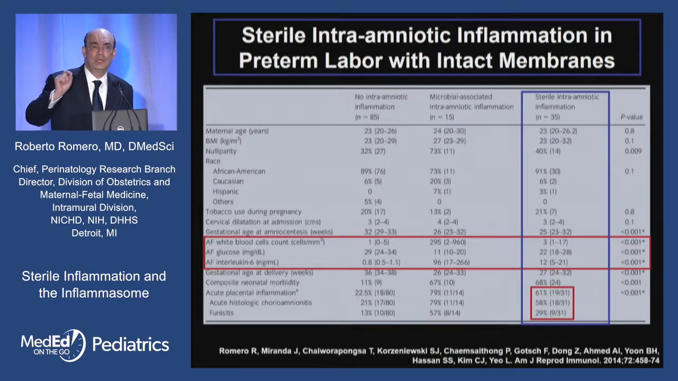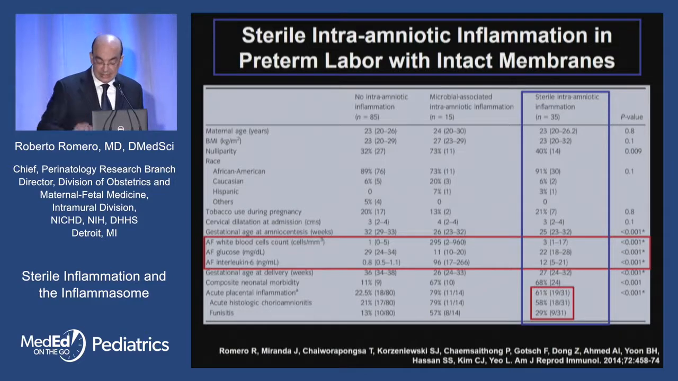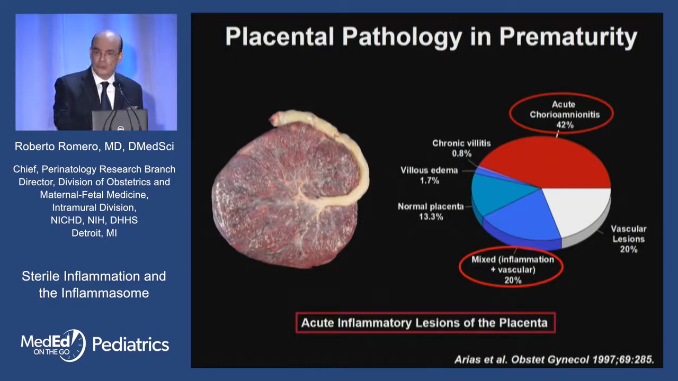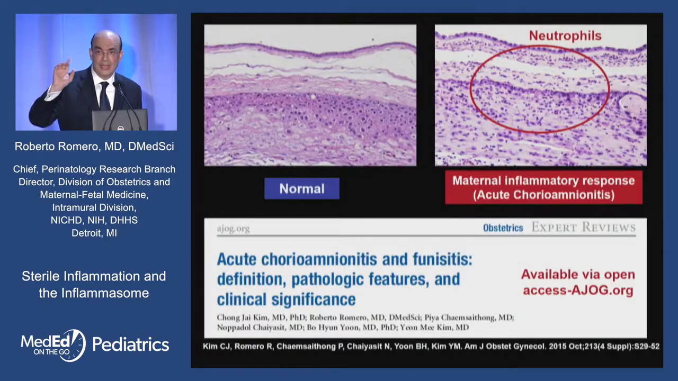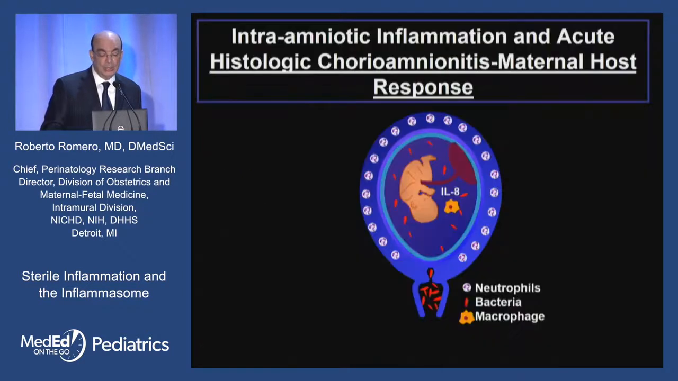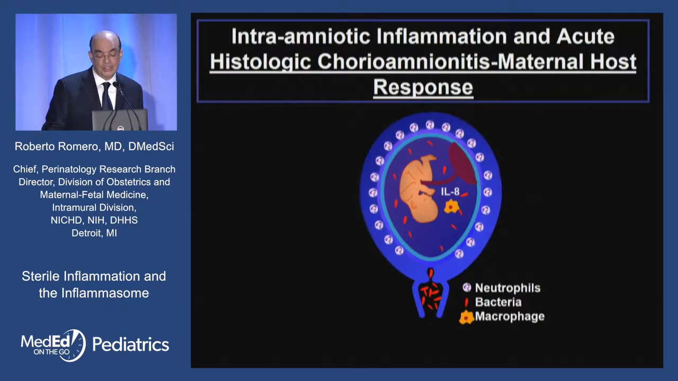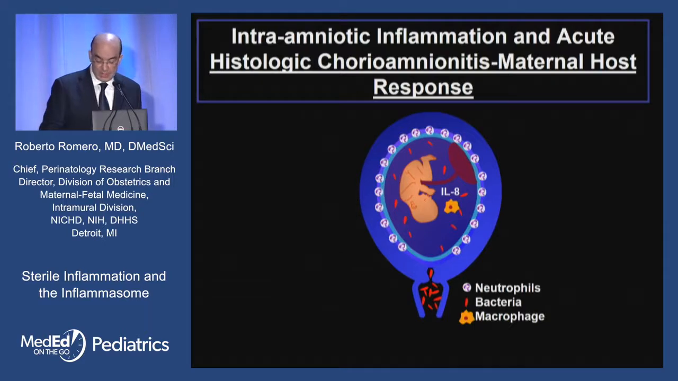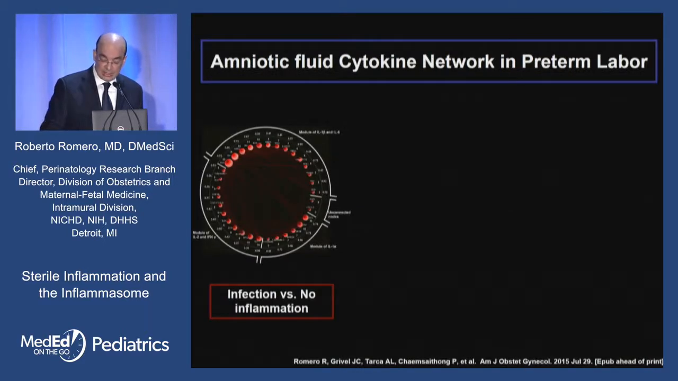These patients tend to have lesions of acute chorioamnionitis, or inflammation in the placenta, and they tend to have funisitis. So if you look at the placentas of patients who deliver preterm, approximately 60% have acute inflammatory lesions of the placenta, and they come in two types. Infiltration of neutrophils in the membranes, and this is a maternal inflammatory response, and the mechanism for this is that you have intraamniotic inflammation with bacteria, without bacteria, and then they have a chemotactic gradient that brings neutrophils into the membranes. And that is the reason why there is acute chorioamnionitis. But this is a maternal host response.